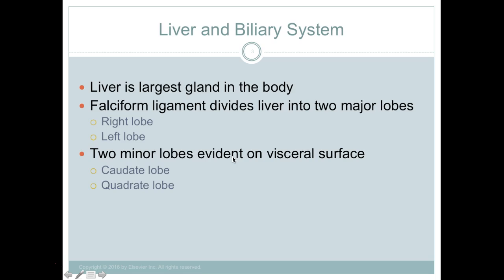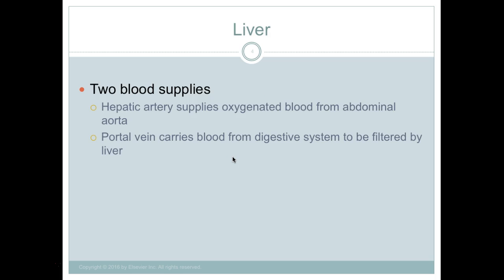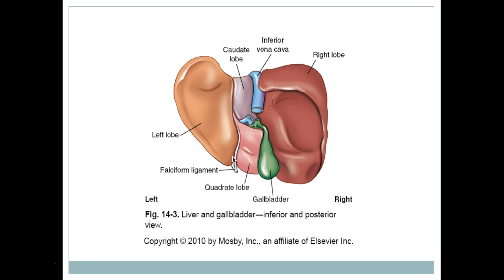So the liver is the largest gland in the body. The falciform ligament divides the liver into two major lobes, the right and the left, and the two minor lobes evident on the visceral surface are the caudate lobe and the quadrate lobe. The two blood supplies to the liver are the hepatic artery, which supplies oxygenated blood from the abdominal aorta, and the portal vein, which carries blood from the digestive system to be filtered by the liver.